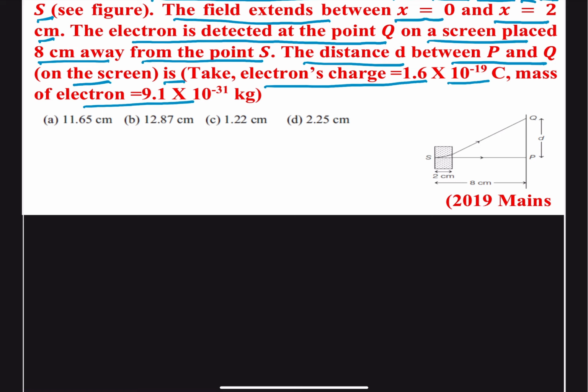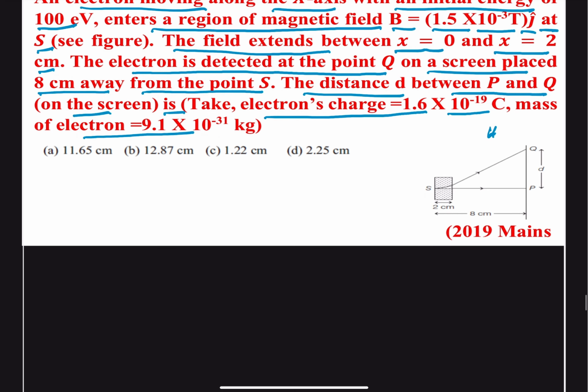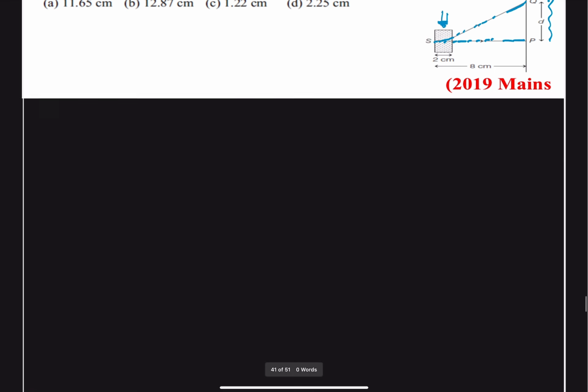So this is a figure given to us, and it says that it enters the region of magnetic field at S. Okay, so this is the region of magnetic field, and if the magnetic field is not present, we can assume that it is going to move in a straight path, but because of the presence of magnetic field, it takes a curved path and strikes the screen at point Q. So we have to find out what will be this distance. So we can redraw this figure in a magnified way and a little bit bigger.